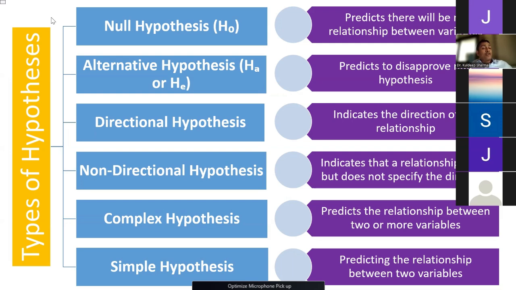Now let's see complex. It predicts the relationship between two variables. So simple: there is no significant difference. There is difference. Complex hypothesis has two or more variables, I mean to say it is either a bivariate hypothesis or multivariate hypothesis. So it can be set either in the null form or in the directional form. Simple hypotheses only have one or two variables.